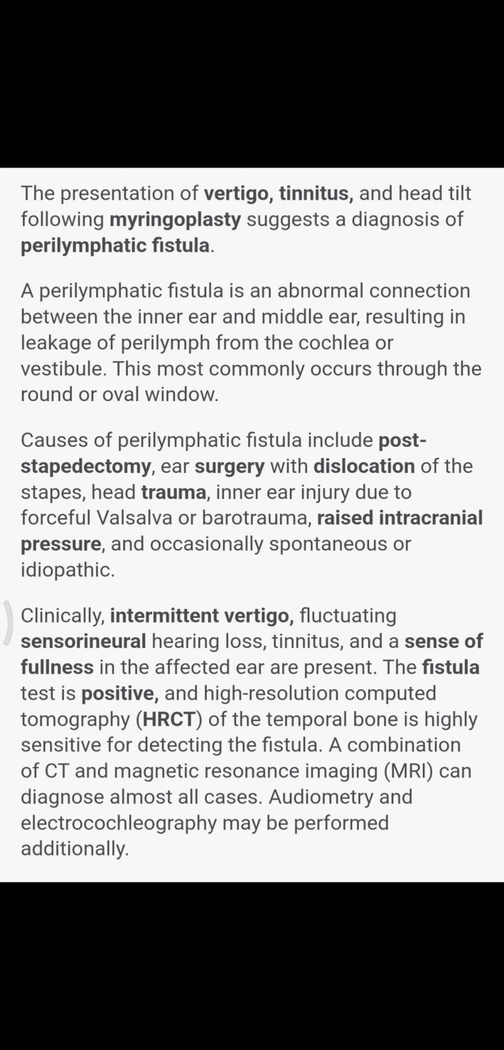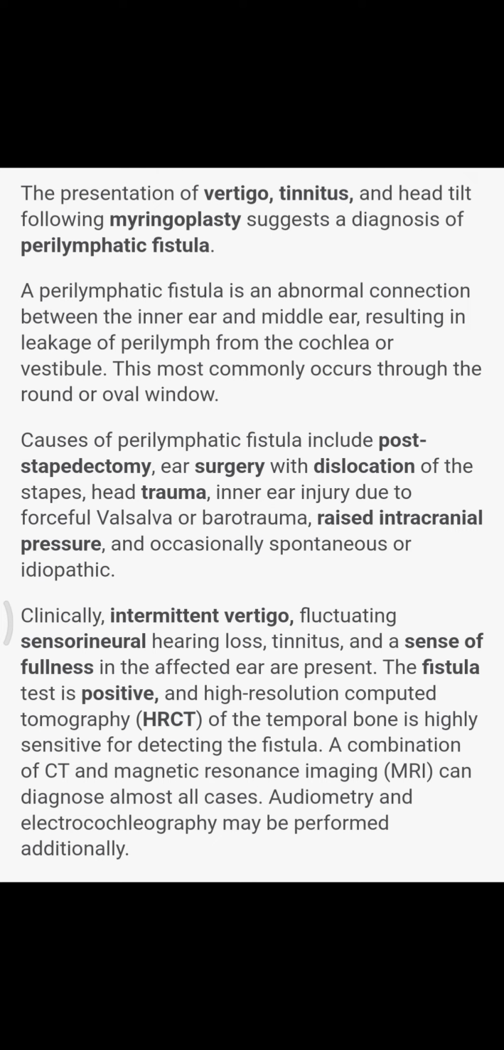The fistula test is positive, and the HRCT of temporal bone is highly sensitive for detecting the fistula. A combination of CT and MRI can diagnose almost all cases. Audiometry and electrocochleography may be performed additionally.